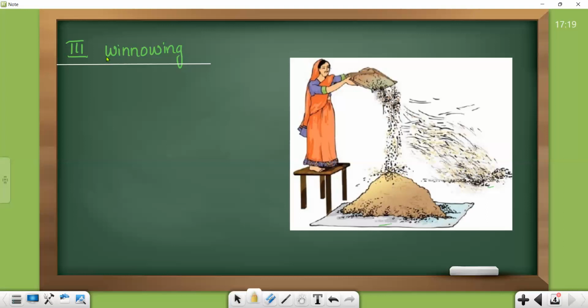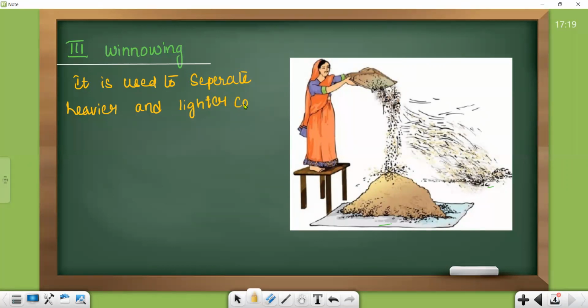So winnowing is used to separate heavier and lighter components of a mixture. How are we doing it? By wind, or we can do it by blowing as well.